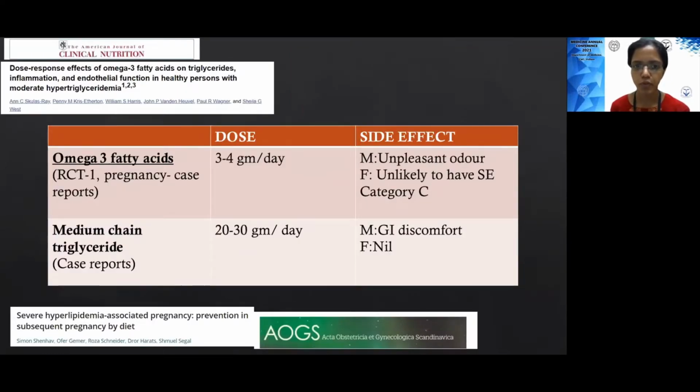Other dietary additions which we can give are omega-3 fatty acid and medium chain triglyceride. In pregnancy, there are mostly case reports only which are supporting this. There is only one RCT for omega-3 fatty acid, and they have noted that it is a category C drug where in the mother the side effect is only unpleasant odor and fetus is unlikely to have any side effects.